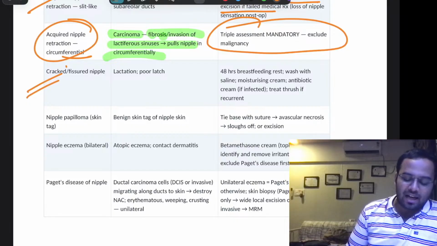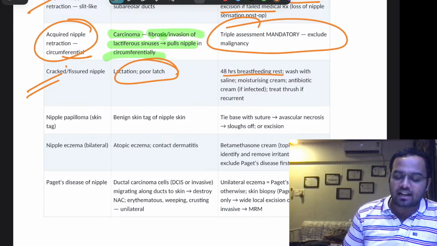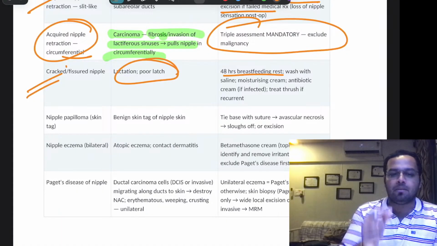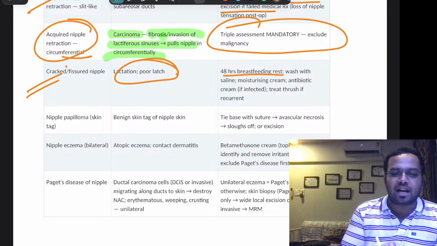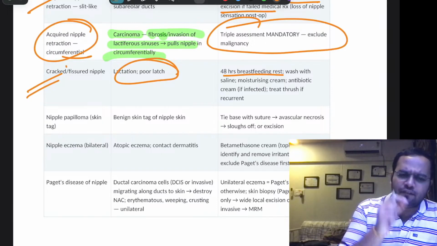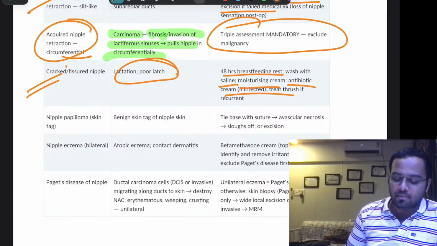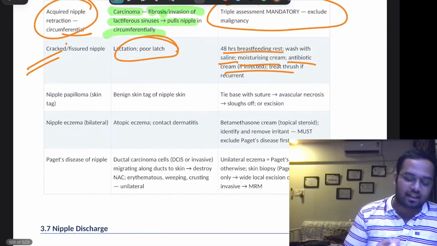important. Cracked nipple है तो lactation के वजह से, because of lactation there might be a cracked nipple. 48 hours breastfeeding को rest दे दो. We saw that Montgomery tubercles which are going to be there at the nipple areola complex are going to secrete the sebum which is going to lubricate the nipple and areola complex. If at all there is going to be a cracked or fissured nipple, wash it with saline, moisturizing cream or antibiotic cream. So that is more than enough. Nothing else is important. 48 hours breastfeeding rest is important.